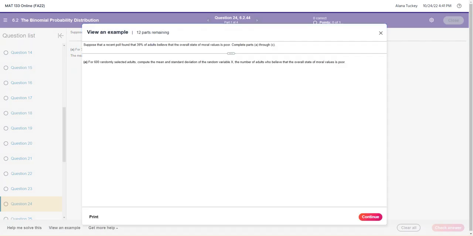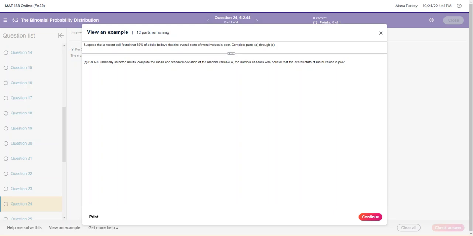It says, suppose that a recent poll found that 39% of adults believe that the overall state of moral values is poor. Complete parts A through C. And then for 600 randomly selected adults, compute the mean and standard deviation of the random variable x, the number of people who believe that the overall state of moral values is poor.